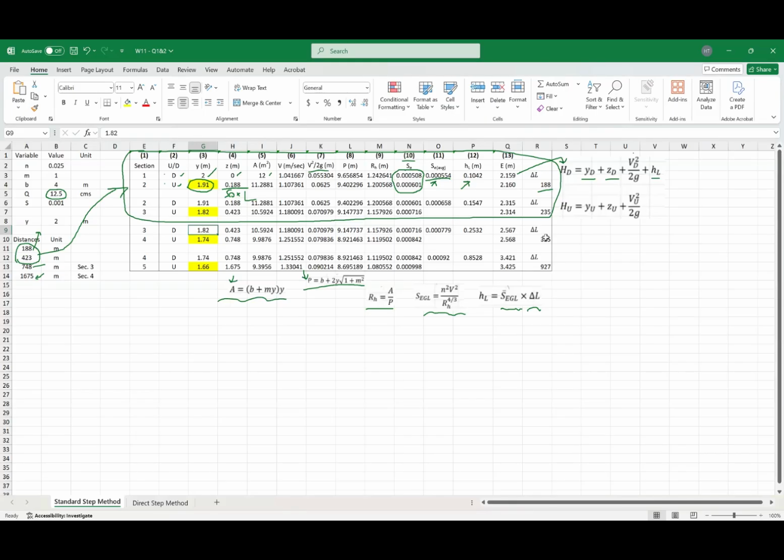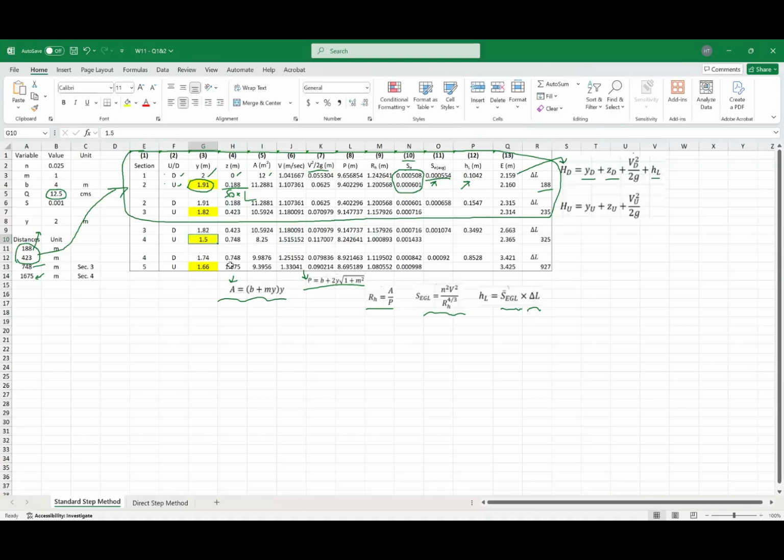And also this time, the delta length, which is the distance from 423 to 748, it will be 325. So for example, if it was 0, of course, it gave errors. So let's say if it was 1 meter, we will have this difference. So let's try 1.5.